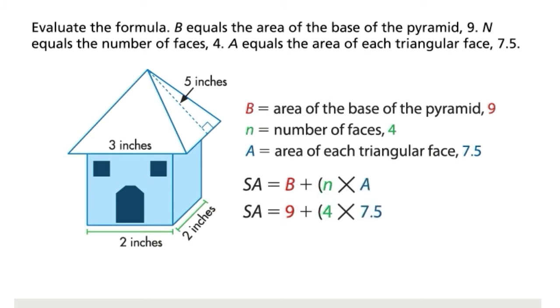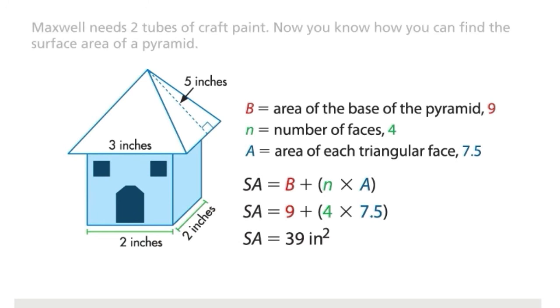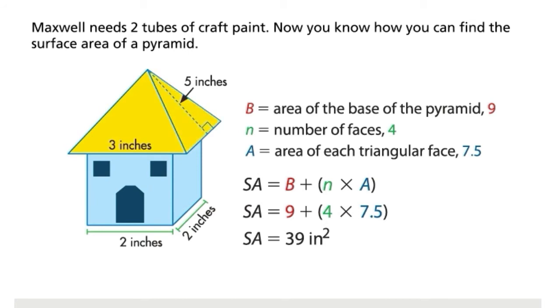Evaluate the formula. B equals the area of the base of the pyramid, 9. N equals the number of faces, 4. A equals the area of each triangular face, 7 5/10. Maxwell needs 2 tubes of craft paint. Now you know how you can find the surface area of a pyramid.